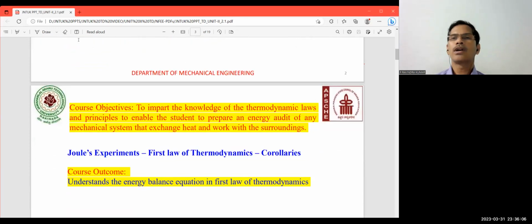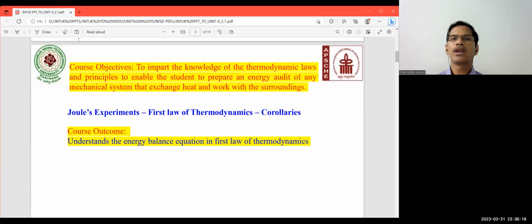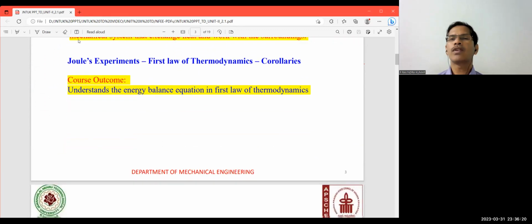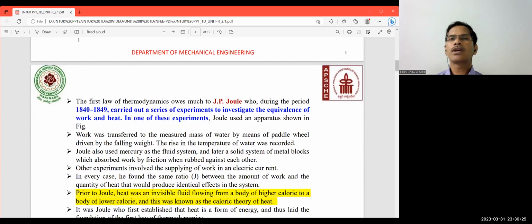Now, after listening to this particular video, the student is expected to learn Joule's experiment, what the corollaries of the first law of thermodynamics are, and to understand the energy balance equation in the first law of thermodynamics. So regarding the first law of thermodynamics, J.P. Joule did his work from 1840 to 1849, carrying out a series of experiments to investigate the equivalence of work and heat.